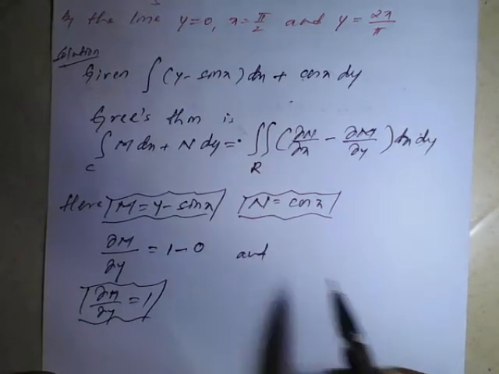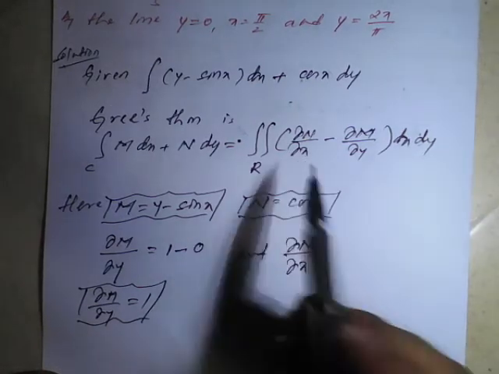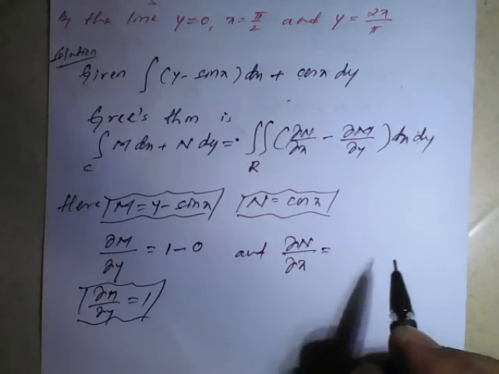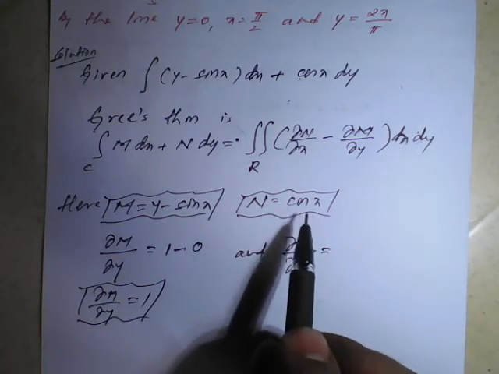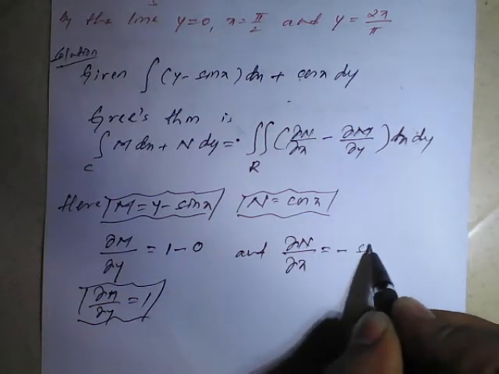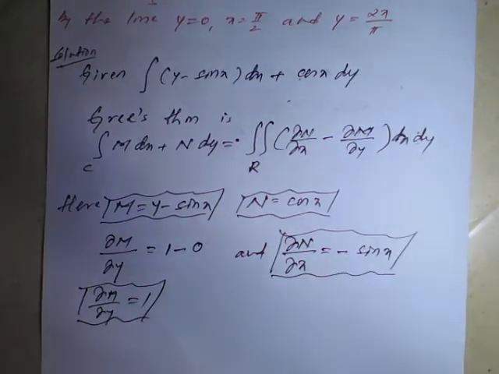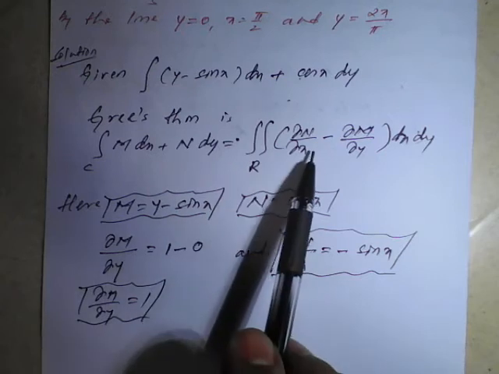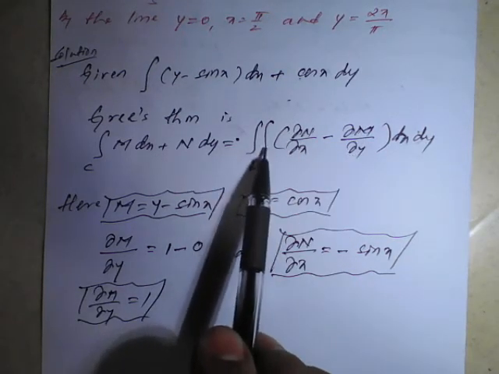Similarly, for ∂n/∂x, we have to differentiate n partially with respect to x. The differentiation of cos x with respect to x is minus sin x. So we got ∂m and ∂n. I have kept them ready for the right hand side result. Now on the right hand side we needed ∂n/∂x and ∂m/∂y, then the double integration.